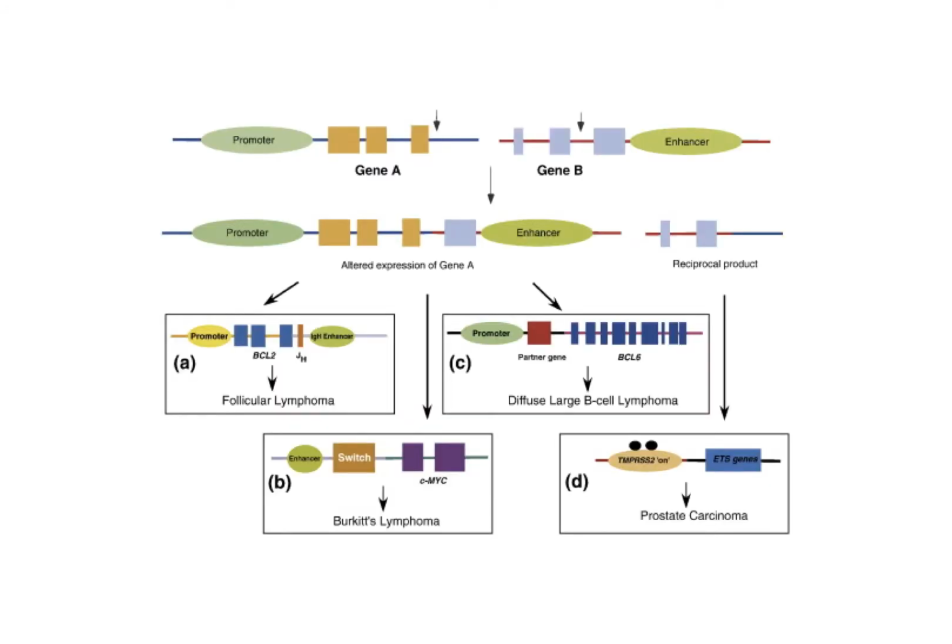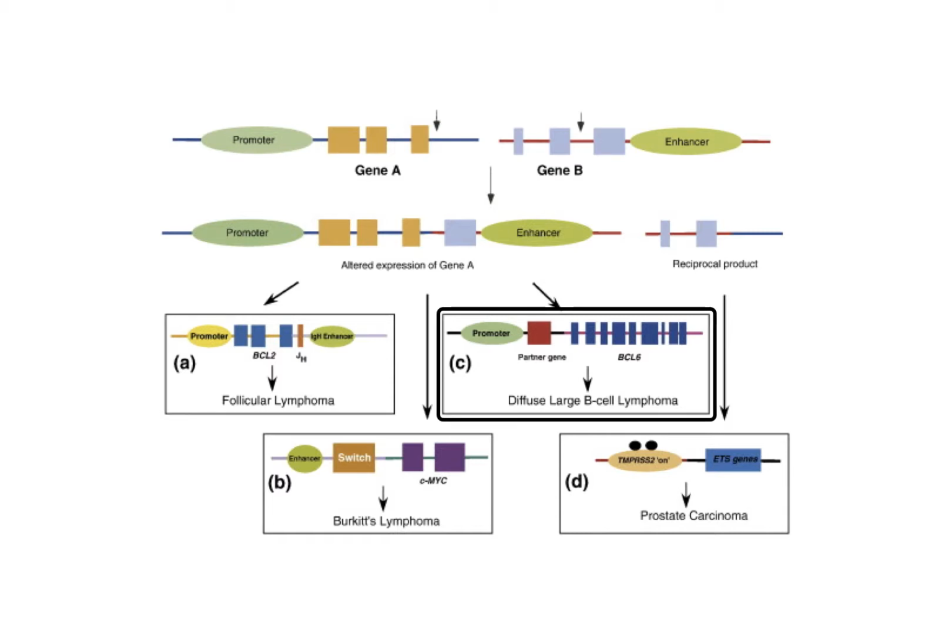And here are a few specific examples of those. Here's a crossover here that causes follicular lymphoma. So now you've put a very active promoter next to this sequence over here, and you get aberrant expression of that gene.